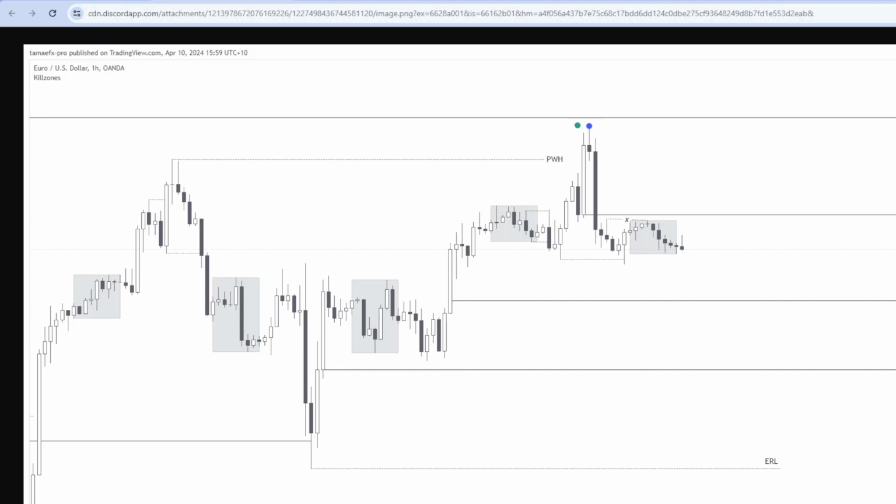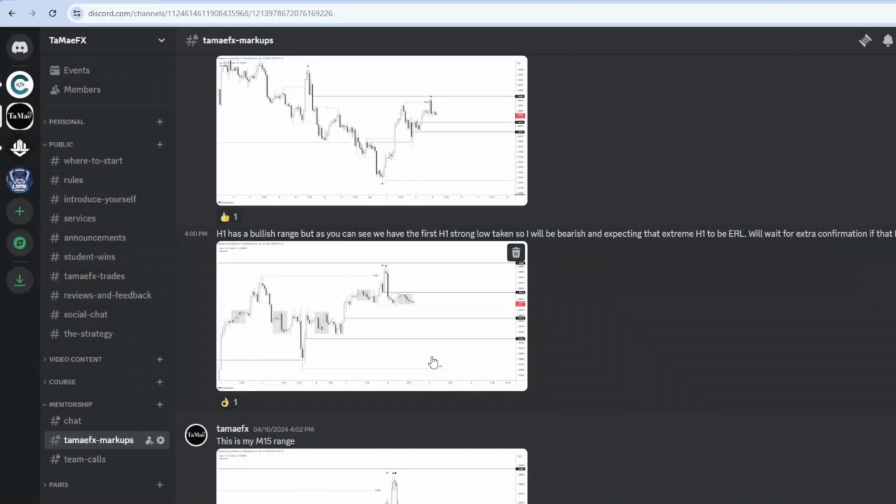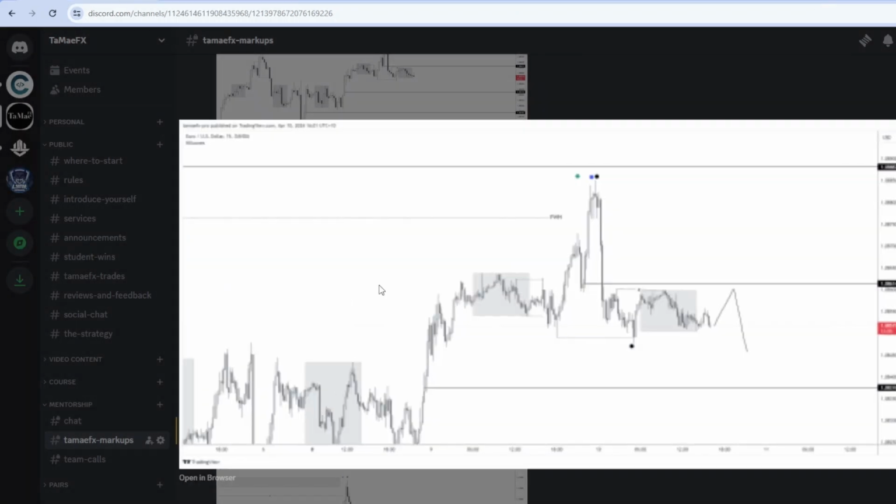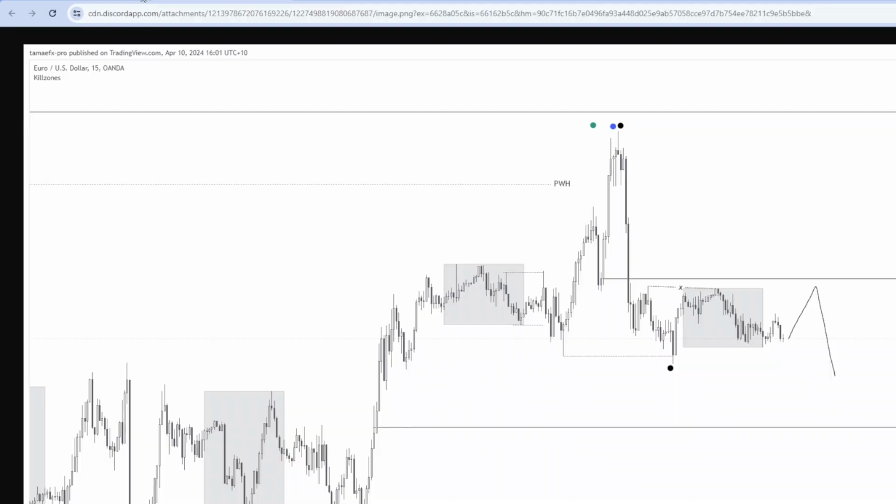We go to a lower time frame, M15. On my M15, this is what I was looking at. So this is my M15 range from here to here. All right, and this range has been confirmed, and we have a key level above the M15. So I was expecting price to take out that Asia high because it's not a strong high, so it becomes liquidity. Price to take it out, then continue down.